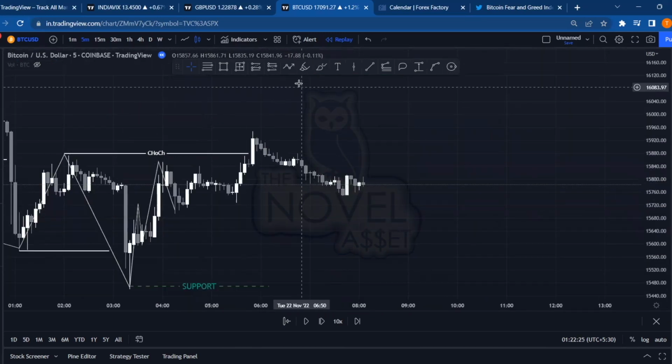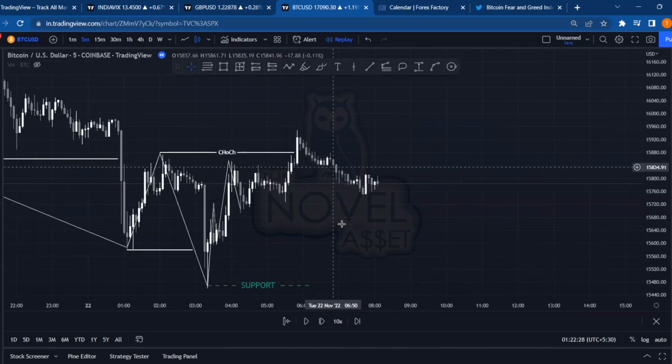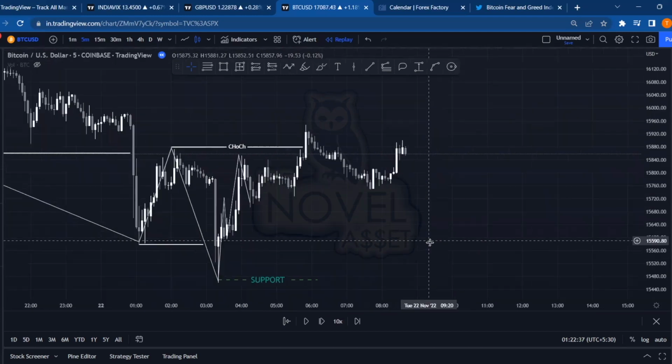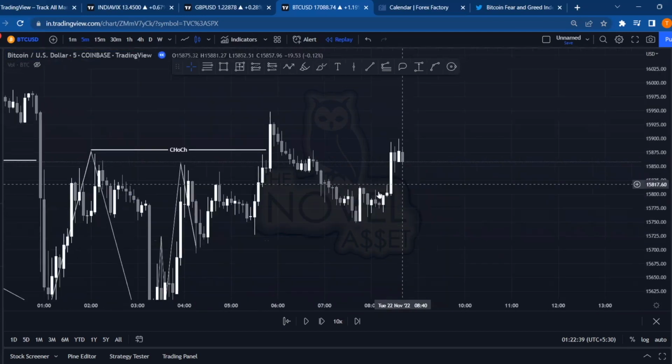Okay, you have to wait for this correction to be over in the market. And only after the correction is over, you can look for buying trades. So let's see over here, how can we get the buying entry? After the change of character, what is happening over here?